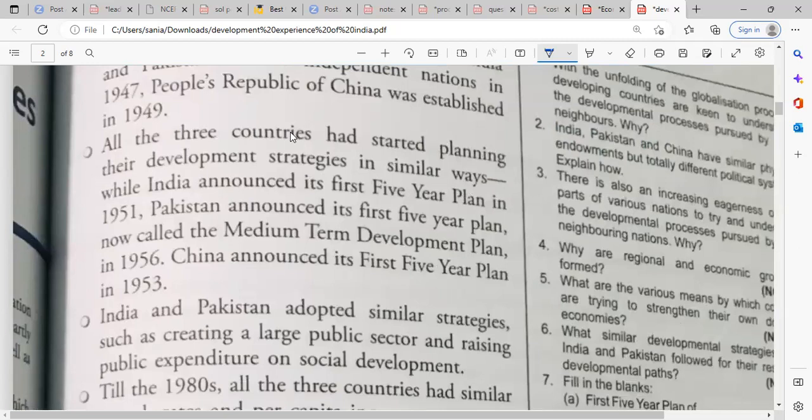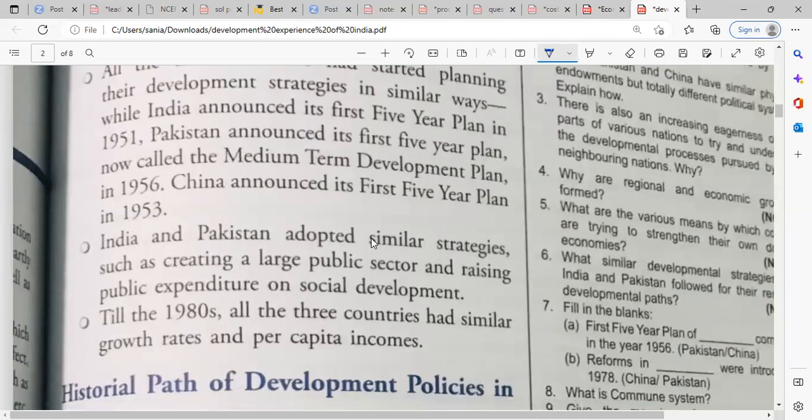Then all the three countries had started planning their development strategies in similar ways. While India announced its five-year plan in 1951, Pakistan announced its first five-year plan, now called the Medium Term Development Plan, in 1956, and China announced in 1950. So again, same to same, near about. Third, India and Pakistan adopted similar strategies such as creating a large public sector and raising the public expenditure on social development. They focused on the public sector, the government sector. They felt government should be given more role so that everything is under government, and it will help in the development. Until the 1980s, all the three countries had similar growth rates and per capita income.